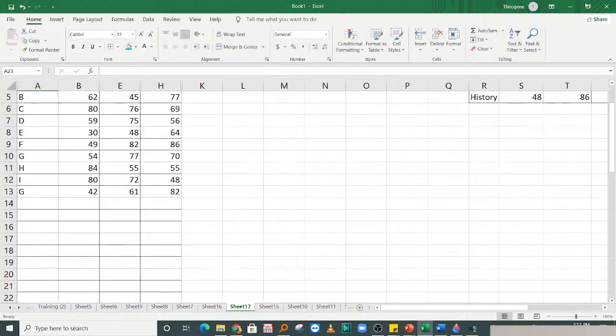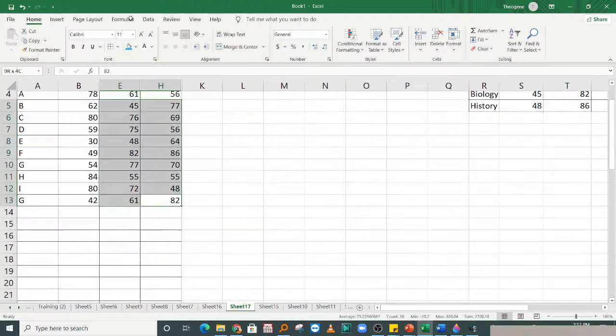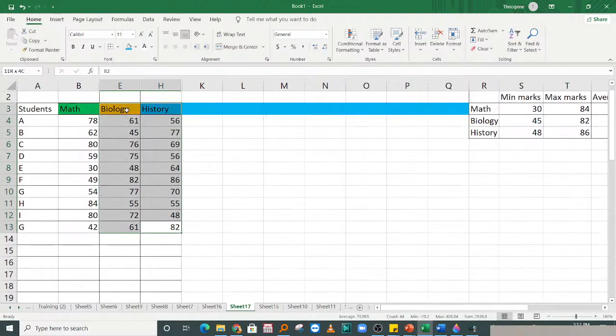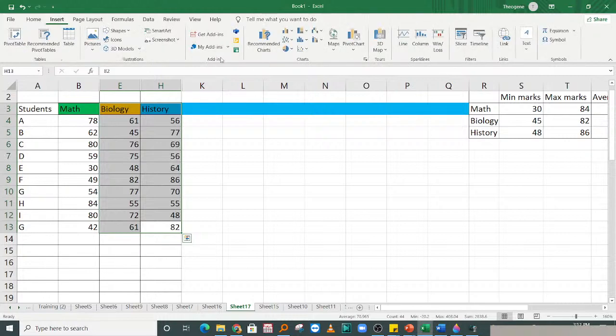So what if we take biology and history, to know if students who succeed in biology also succeed in history? So we have the line, more scatter plots.